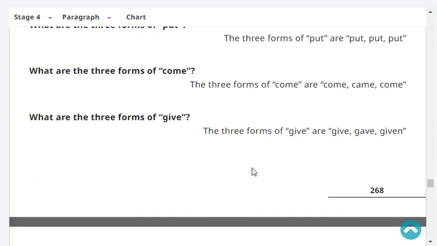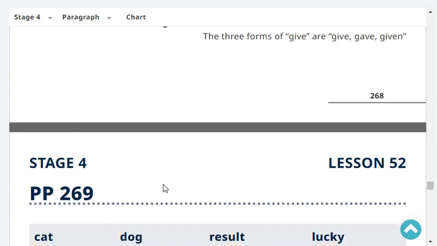What are the three forms of come? The three forms of come are come, came, come. What are the three forms of give? The three forms of give are give, gave, given. Very good. And that's the end of our revision. Let's have new work. Very good, very fast.